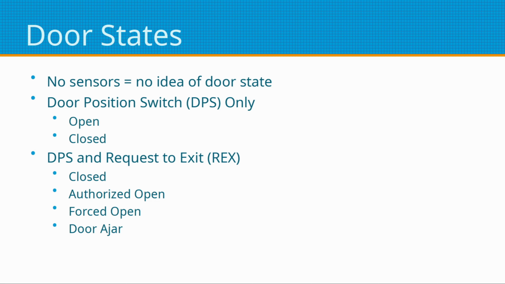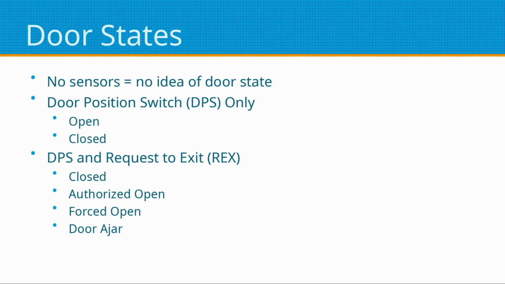So that's handy, but it doesn't tell you how the door got opened. And so then we add a request exit sensor. So if we use a REX and a door position switch, DPS, now we can see if the door is closed, and that's great, but we can also see how it got open. Was it an authorized open? Did somebody present a credential and open the door, or did somebody walk past the request exit device and so it knows it's a valid exit? Was it forced open? Did somebody use a key or a crowbar to get the door open? And then once they've opened the door, did they close it? Or did they leave it open? In that case, we have a door ajar.